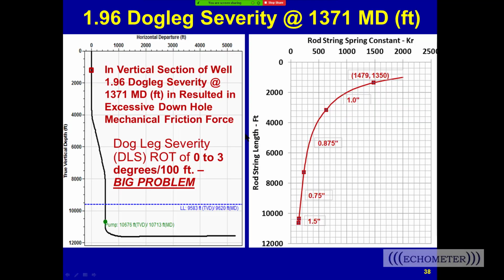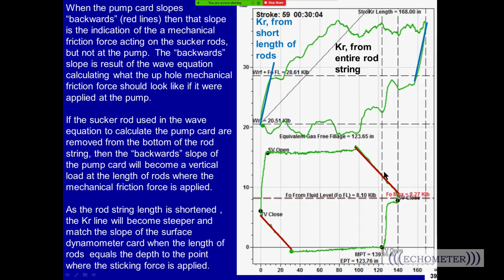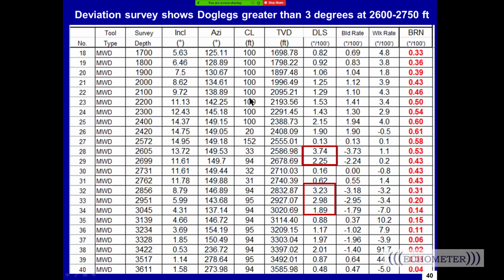Oh, so in this well, this backward slope is being calculated incorrectly from this force at the surface right there acting at the pump. It's not at the pump. It's somewhere else. Where else is it? Well, I know the slope of that line, and this isn't real. And so if I start reducing my rod string, this backward slope is going to become vertical at my sticking point depth. And so what is this slope? Well, let's go find the slope.